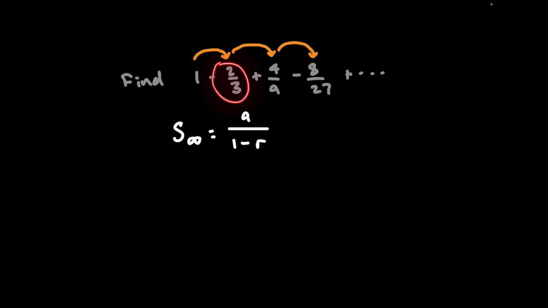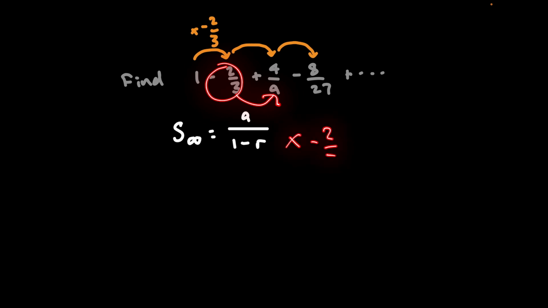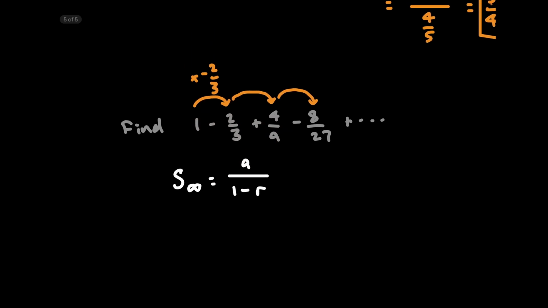Well, if I take -2/3 and divide it by 1, that's the same as multiplying by -2/3. And the same thing here: to go from -2/3 to 4/9, I have to multiply by -2/3. So that means our common ratio is -2/3.